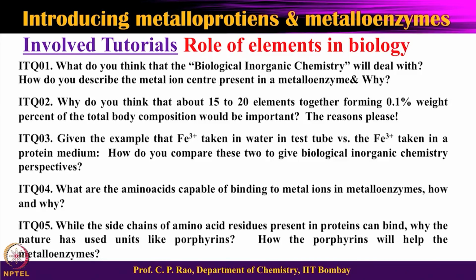Why has nature chosen porphyrins? What could be the reason? The porphyrins will provide a different kind of stability, a different kind of redox character to the metal center. Therefore, in some cases nature has chosen porphyrin-like molecules. In other cases it has chosen just the side chains. In a third category, both porphyrin as well as the side chains are there, and modified side chains also. So, there is a variety of these things.